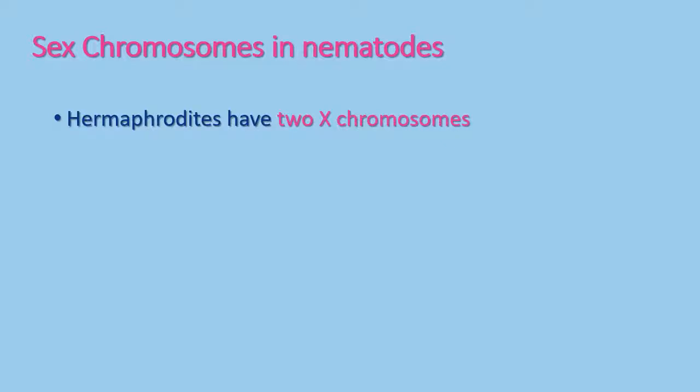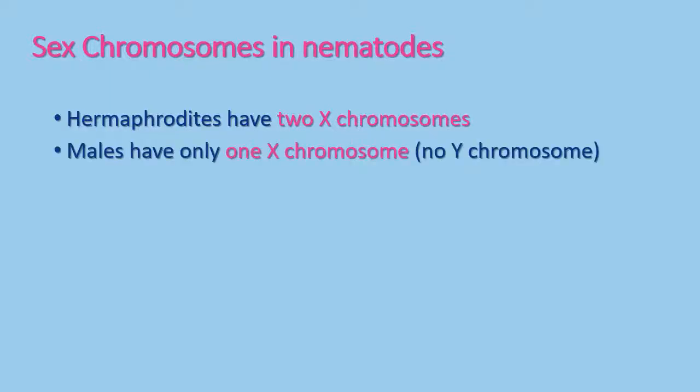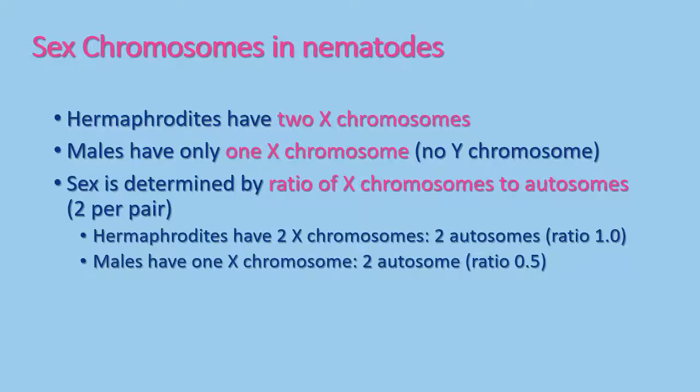Now, with the chromosomes in nematodes, hermaphrodites have 2 X chromosomes, so it's kind of like what you would call the female, but they're not really female, they're hermaphrodites. But the male only has 1 X chromosome, so there's no Y chromosome at all. And sex is determined by a ratio of X chromosomes to autosomes. So hermaphrodites have a 1-to-1 ratio, or a ratio of 1.0 of X chromosomes to autosomes, and males, since they only have 1 X chromosome, it's a 1-to-2, so they have a ratio of 0.5.